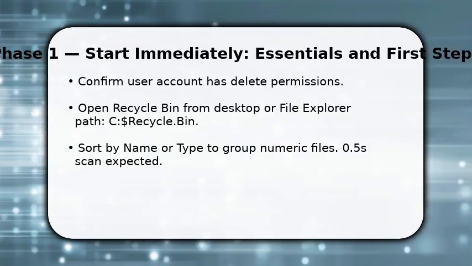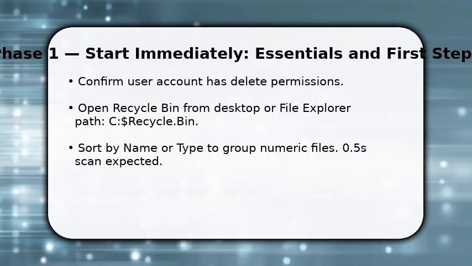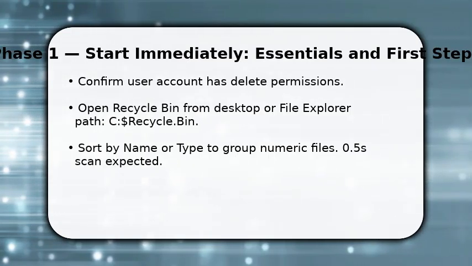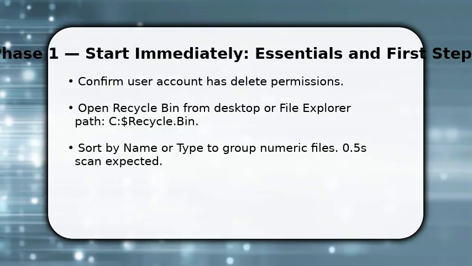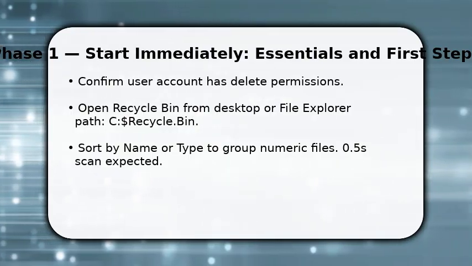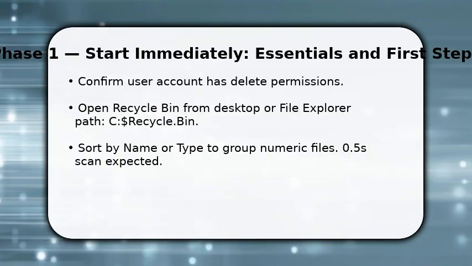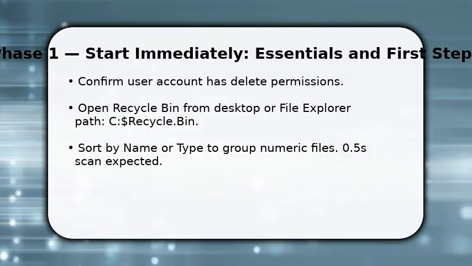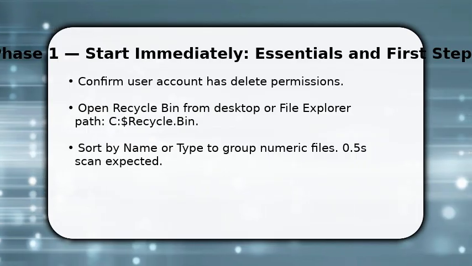You start by confirming you have the right account privileges, because deletions require sufficient permissions. Once confirmed, open the recycle bin from the desktop or via File Explorer. Go directly there now. Make sure to sort by name or type so any files that are pure numbers cluster together. This makes selection faster and more reliable.